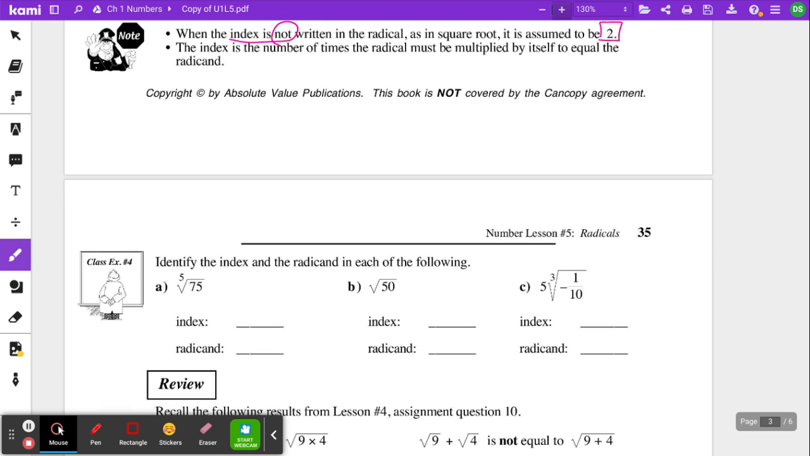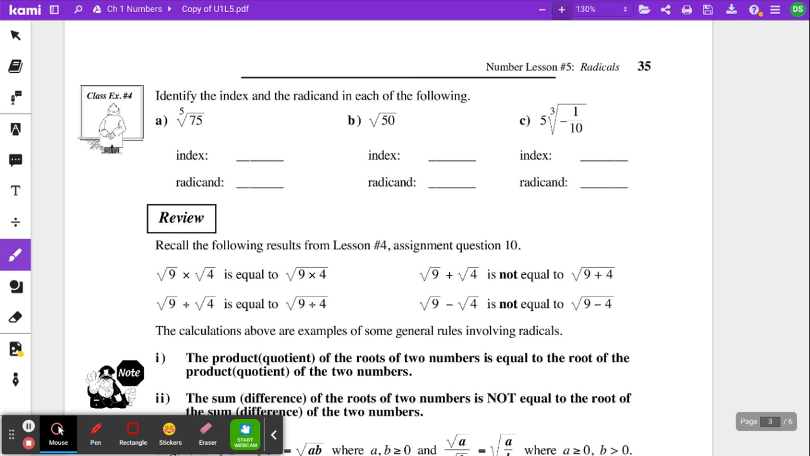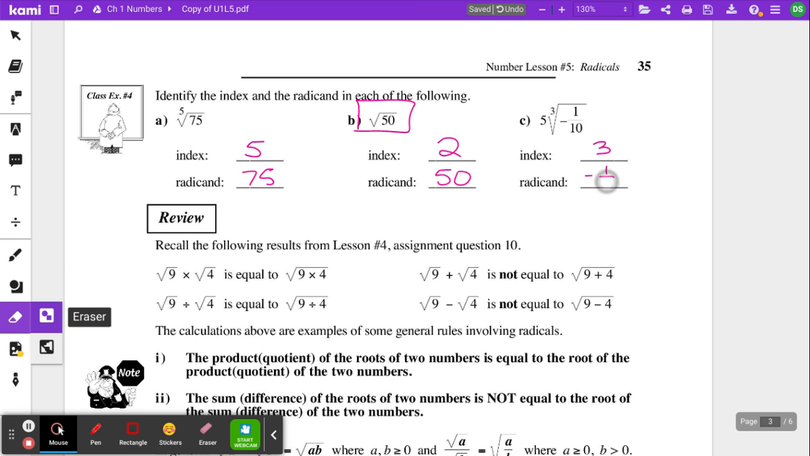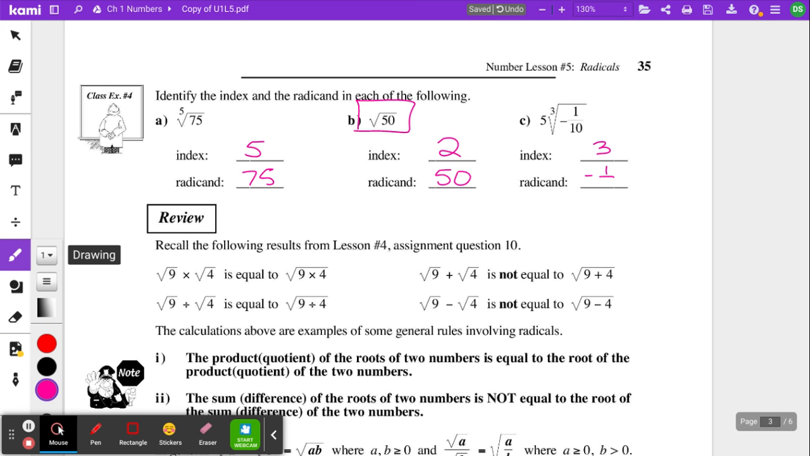Questions? All right. So let's go right to B. Right here. Letter B. I don't see a number in the index. What is it? It's a 2. What's the radicand? 50. Okay, let's go back to A. What's the index? What's the radicand? All right. C. What's the index? What's the radicand? Good. What's the 5 doing? Multiplying that answer, right? Whatever it happens to be. Good.